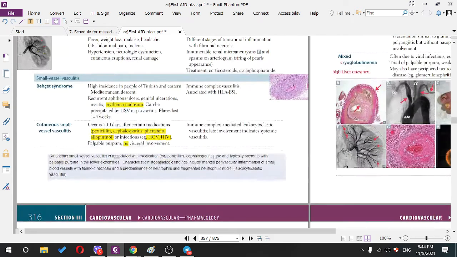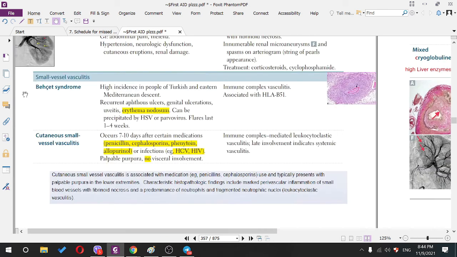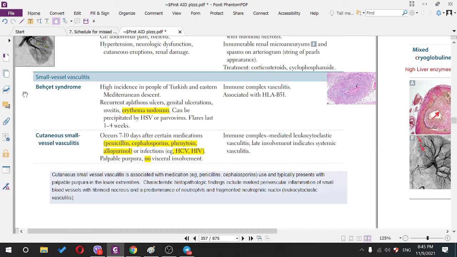The next group of diseases are the small vessel vasculitides. The first one is Behcet disease. You're like, wait, is this Paget disease? No. This is Behcet disease. It's different. Because there is Paget disease of the bone, Paget disease of the breast, and now Behcet syndrome. So many similar names, totally different pathology.